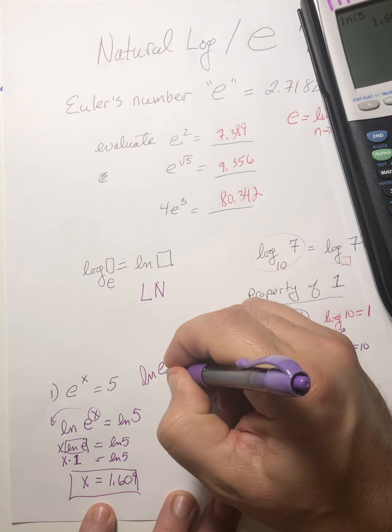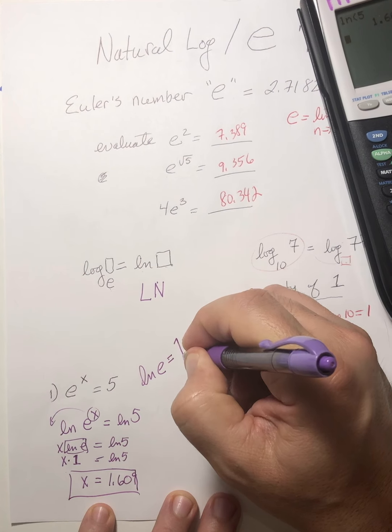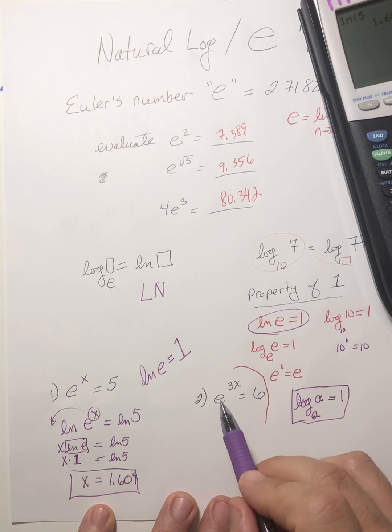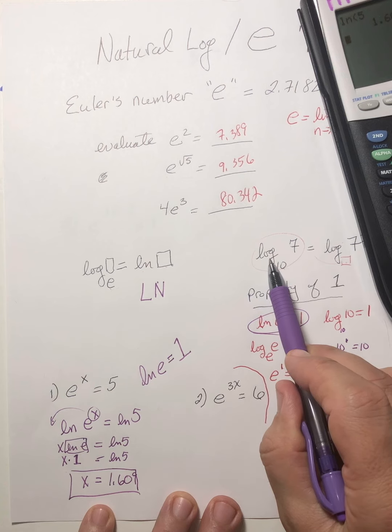That's the key. That's why when we see e, we want to use ln. We do not want to use log base 10.